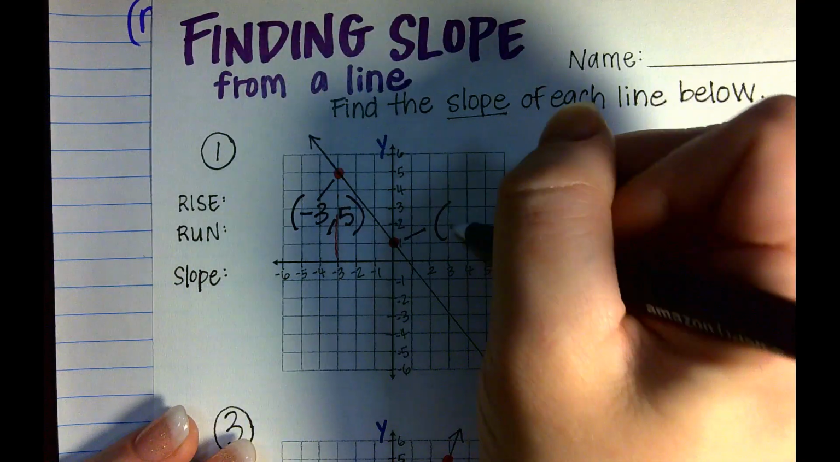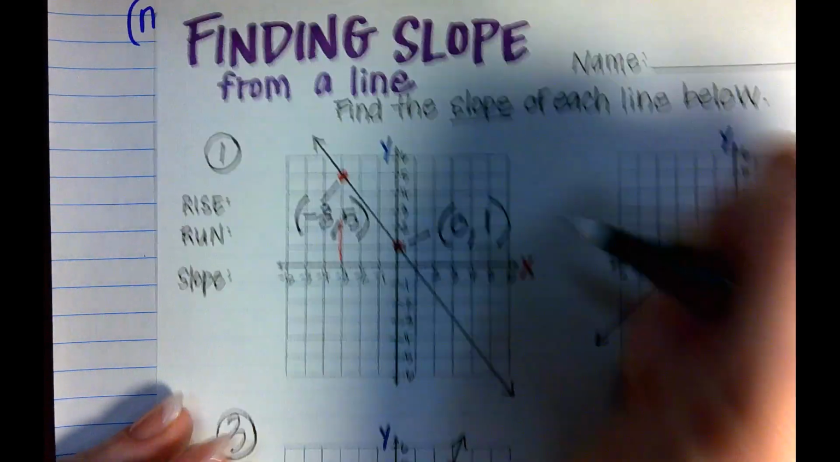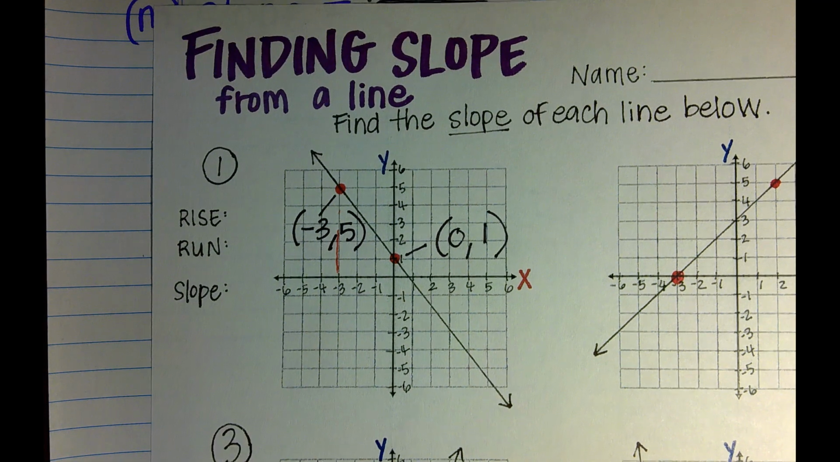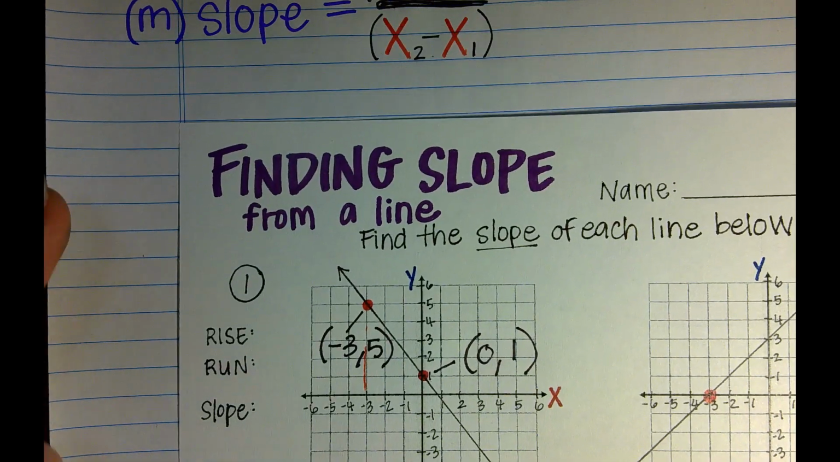0, 1. Perfect. So we're going to use these 2 points. And we're going to find slope.